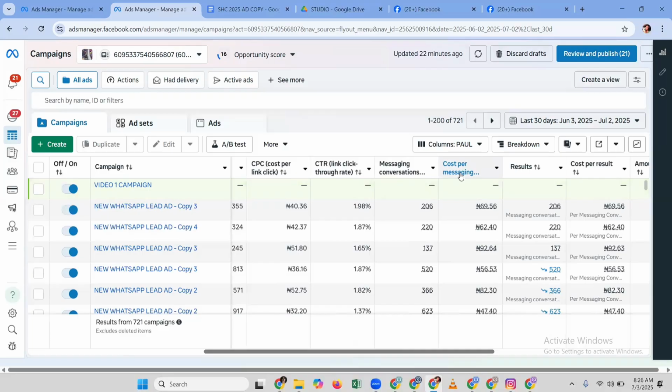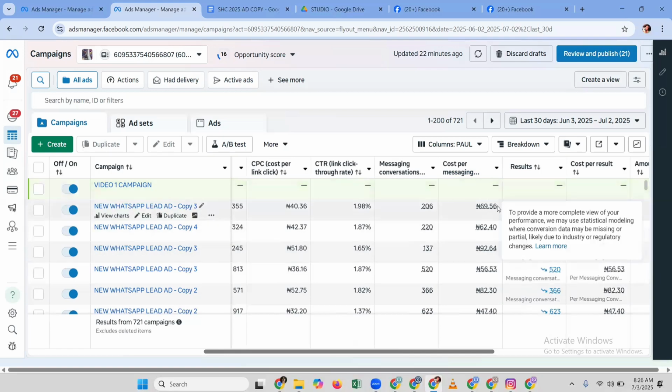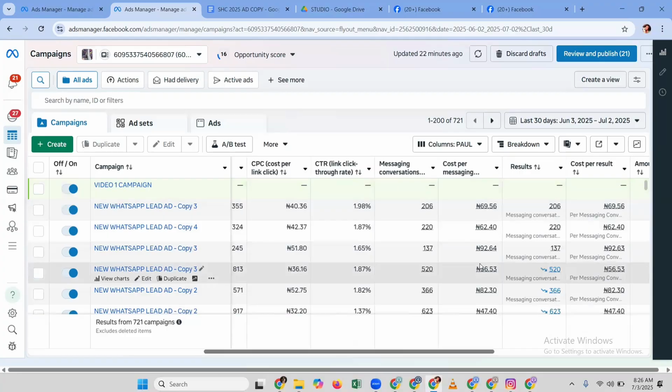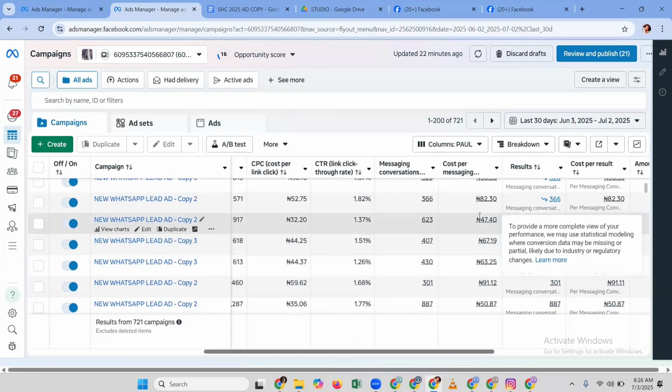As a Facebook advertiser, you need to have your own acceptable cost per result. What is it that once your adverts have reached that level, you just turn it off? So you can see this one, 69 naira, 62 naira, 56 naira. I'm even getting as low as 47 naira. And that is why, let me say this, all your adverts must not be giving you the same cost per result. It's not possible. That is why you need to have an acceptable cost per result. If your acceptable cost per result is 100 naira, even if you are getting 90 naira cost per result, don't turn it off because it has not reached your acceptable cost per result.